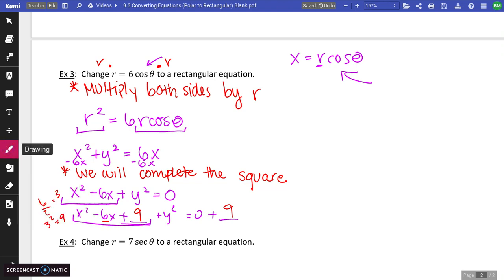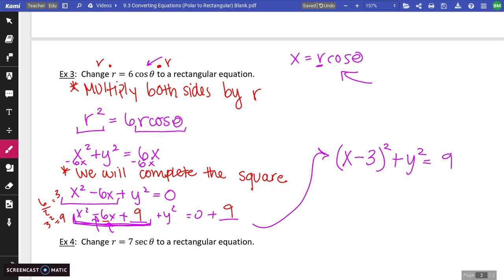These three terms right here, this is a perfect square trinomial, so that can be factored, or kind of the quick trick: x, first sign is negative, so it'll be minus half of the middle term, so 3. Half of 6 is 3. Squared plus y squared, 0 plus 9 is 9. This is a circle equation we're familiar with, so I know I am done.